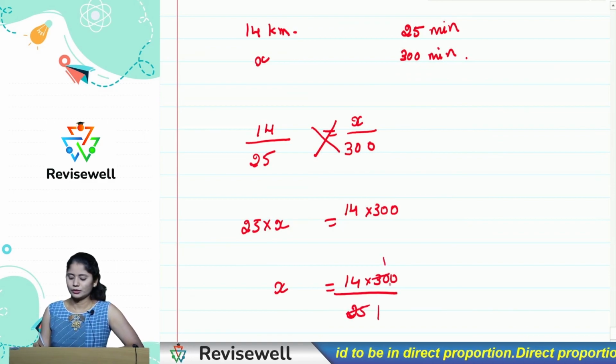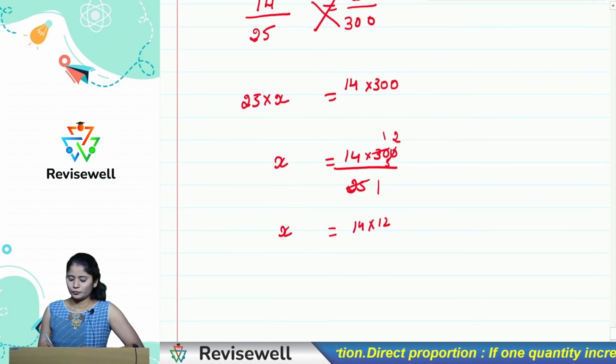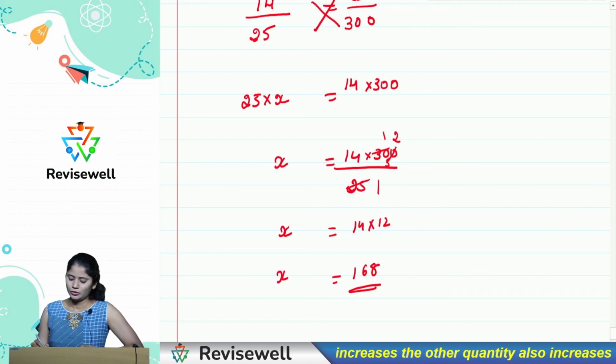25 ones, 25 ones, 5 remains, 25 twos. So x equals 14 times 12. So x equals 168, that is, 12 into 14 is 168. What is this 168?